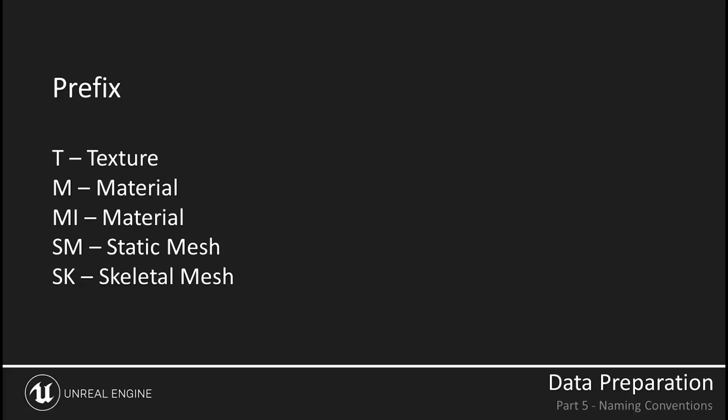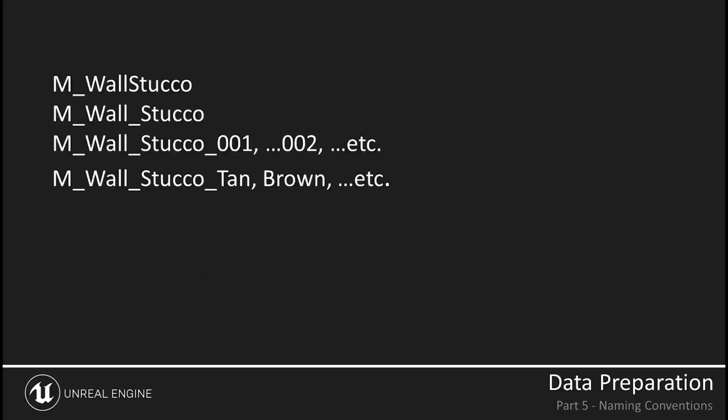A prefix is a short description or code. It can be as short as one letter, and it basically tells you what type of asset it is. For instance, here's a short list of prefixes you can use. Notice here that we have T for texture, M for material, SM for static mesh, etc. While you're no doubt familiar with assets such as textures and materials, some of these may be unfamiliar to you if you are new to Unreal. So be sure to check out the basic Unreal tutorials to learn about static meshes, skeletal meshes, material instances, etc. for more info.